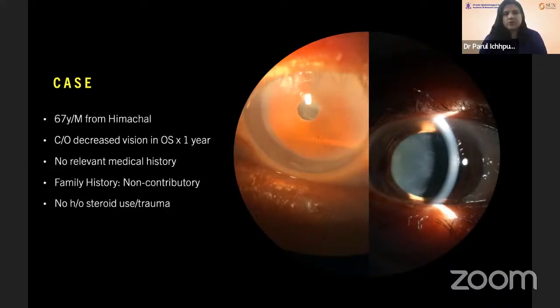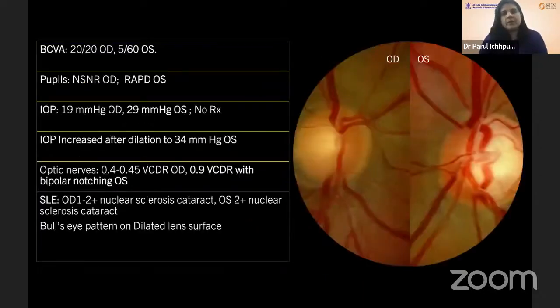The family history was non-contributory, and there was no history of use of steroids or any past trauma. The best corrected visual acuity in the right eye was 20/20, and it was 5/60 in the left eye. There was an RAPD in the left eye. The pressures without any medications were 19 in the right eye and 29 in the left eye. The pressures increased after dilatation to 34 millimeters of mercury in the left eye. In the right eye, they were about 20 or 21.